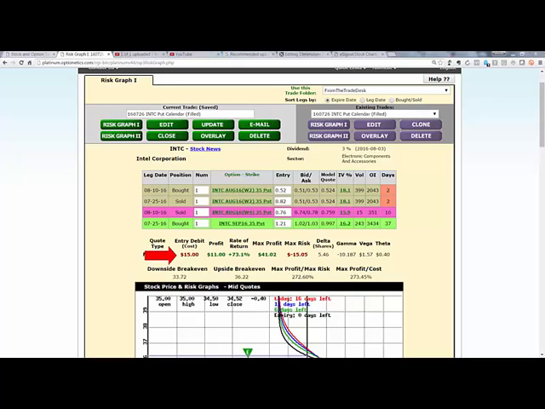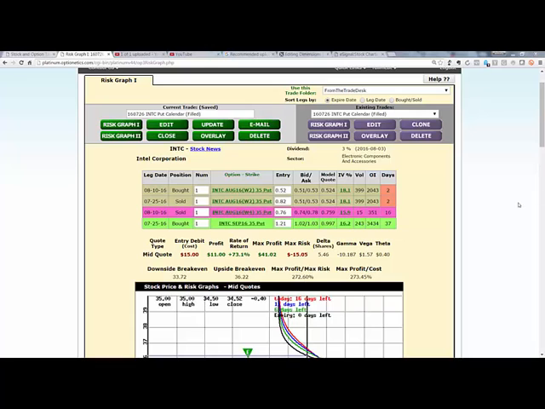Now remember, the overall entry debit to this position was 39 cents when we started this case study back at the end of July. Now, with this adjustment, we're able to reduce our cost basis down to 15 cents and still enjoy a very nice rate of return potential and overall profit potential. And you can see the maximum profit versus risk number is still very, very nice.